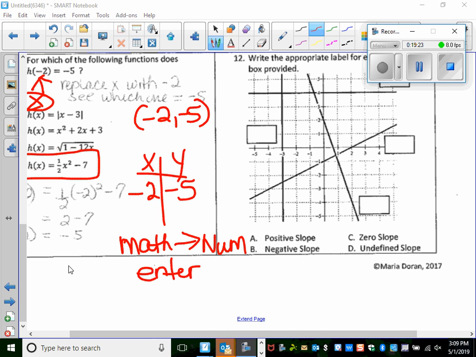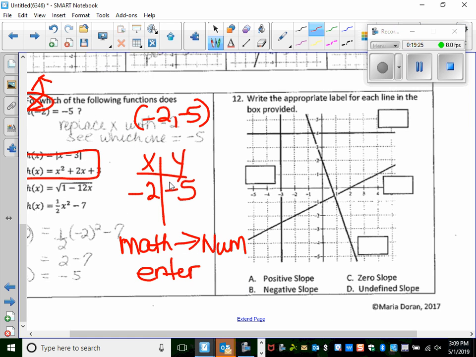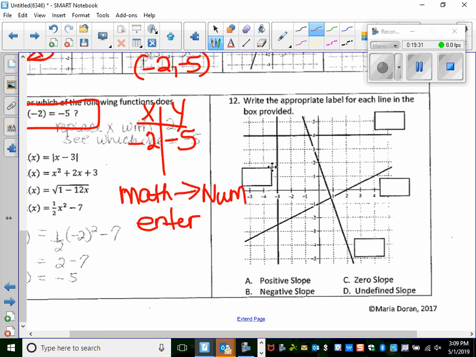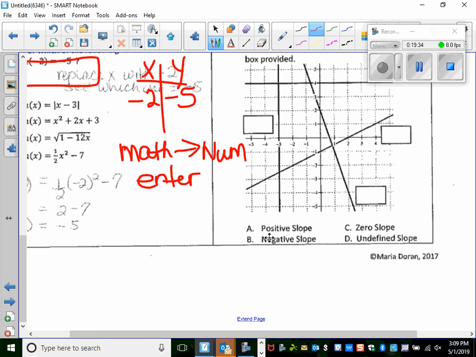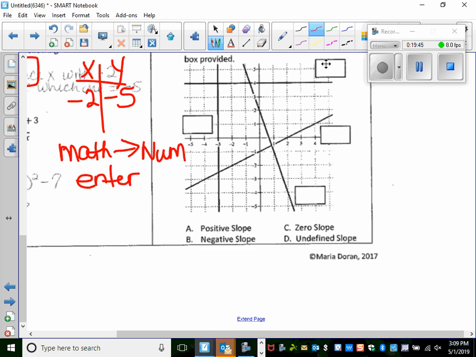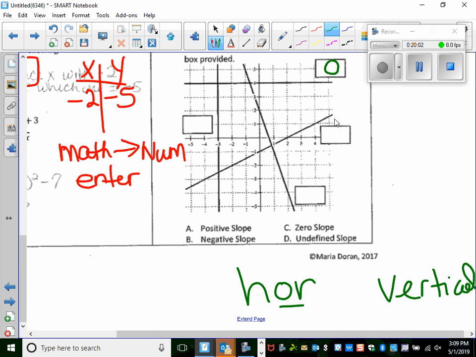Number 12 says, write the appropriate label for each line in the box provided. All right, so either positive slope, negative slope. Okay, the one that goes across the top like a flat line, what is that? That's a horizontal line. What is the slope of a horizontal line? 0. Remember, we spell horizontal with an O. You don't spell vertical with O's. Okay, so the horizontal line has a slope of 0.